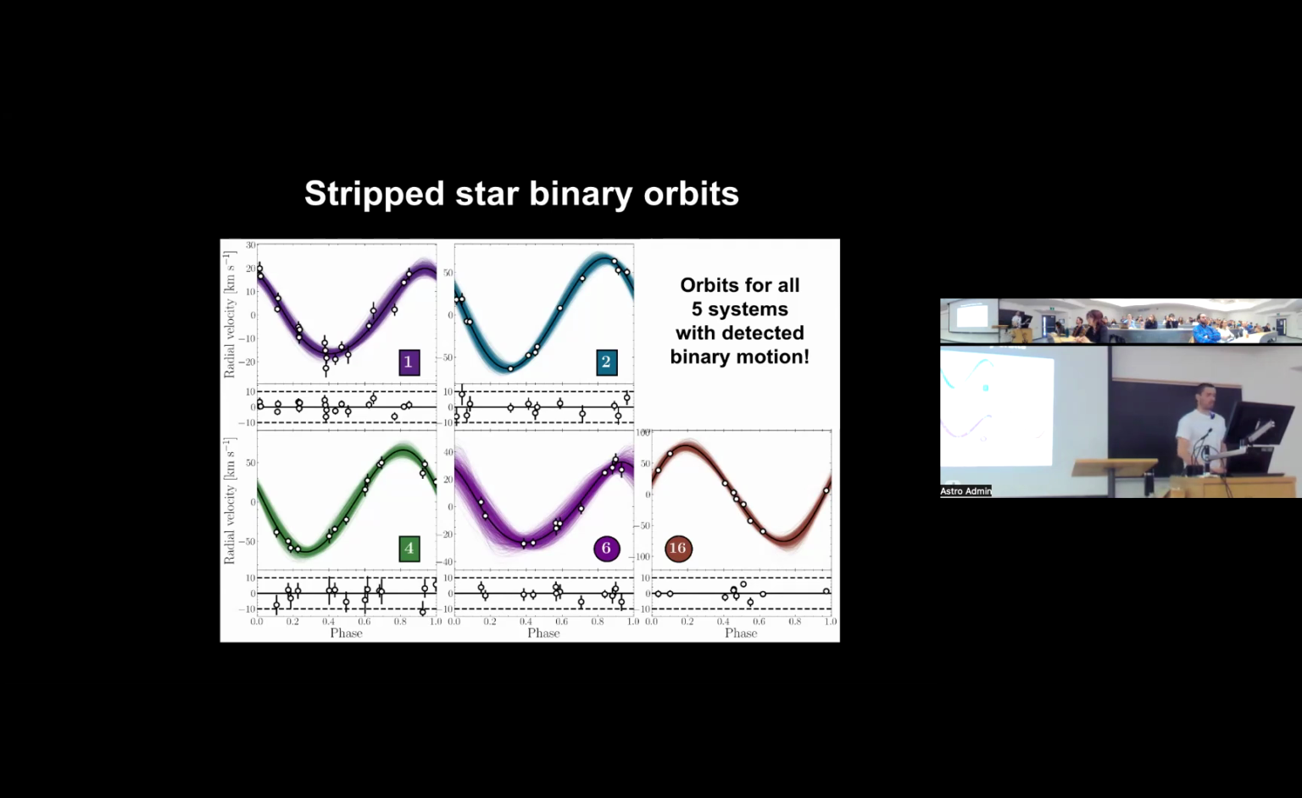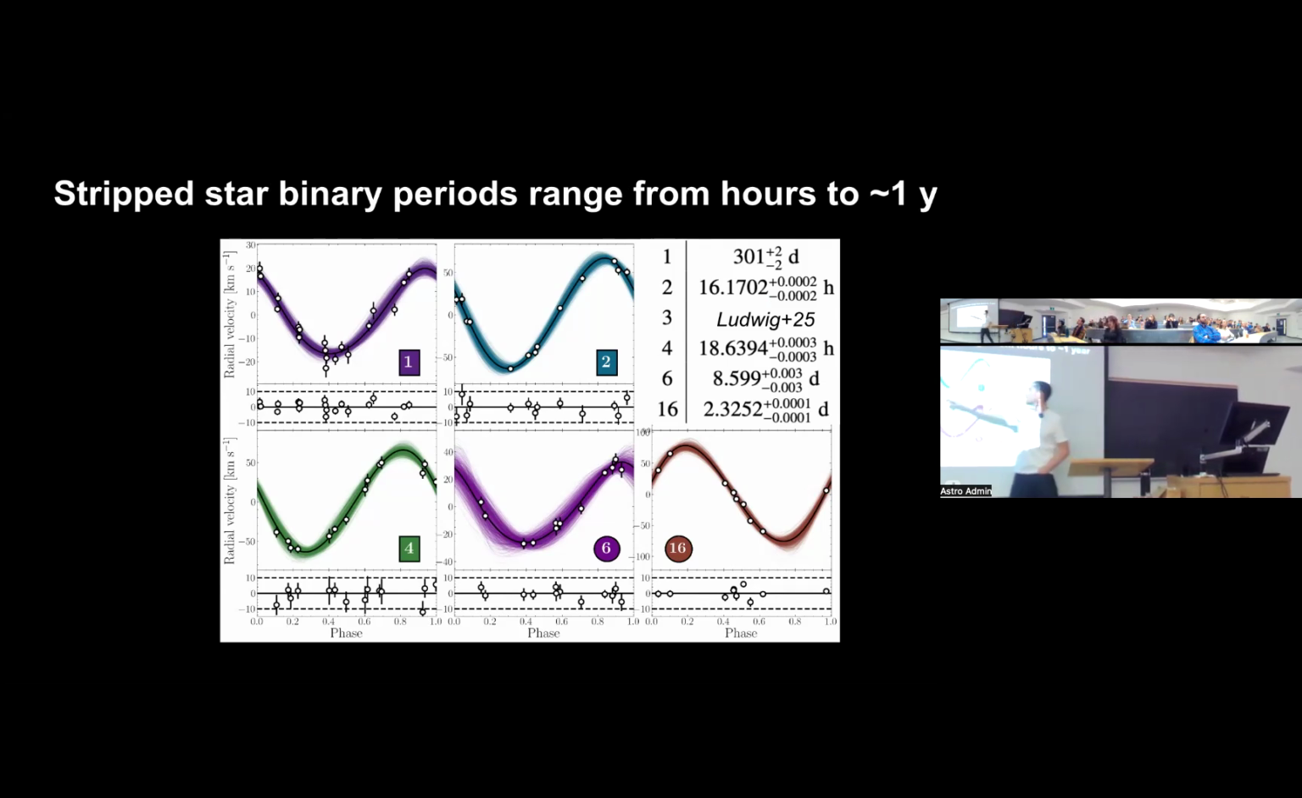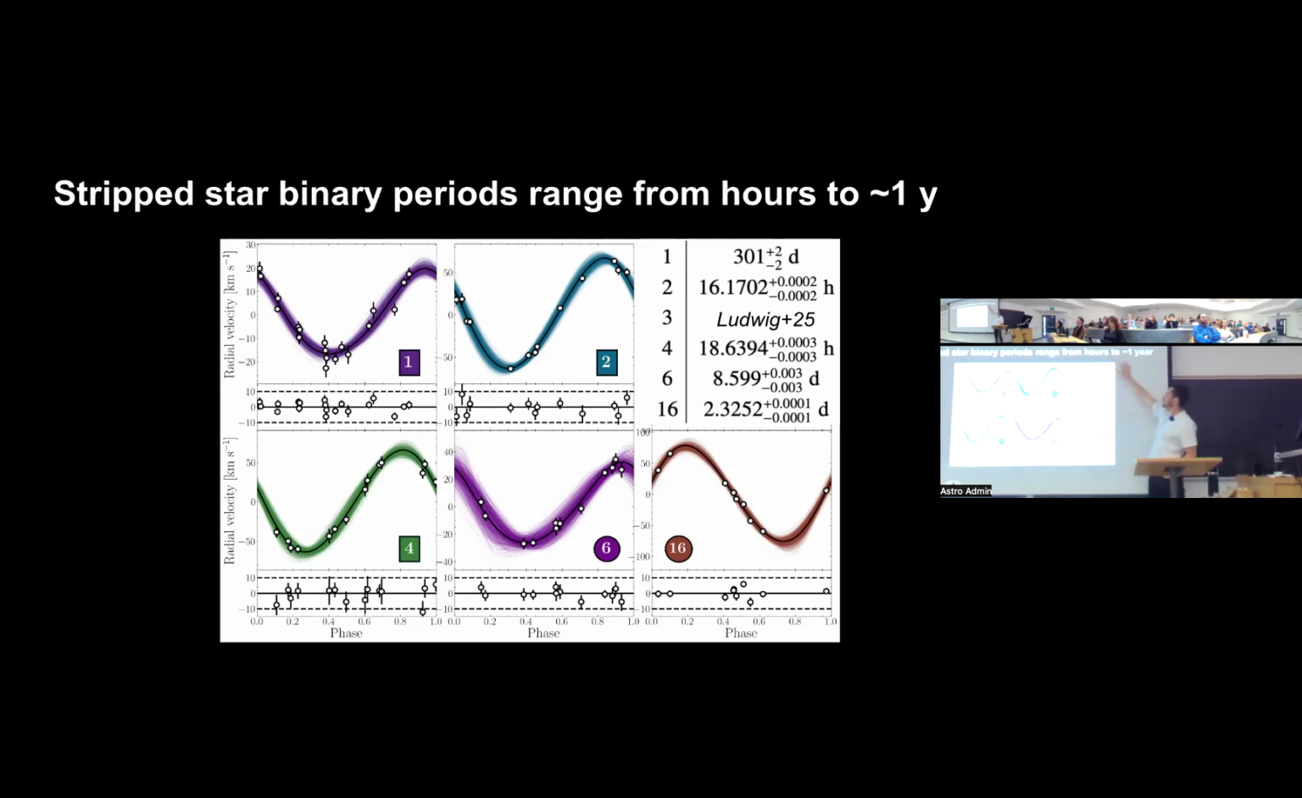What do the properties look like? Well, for periods, we're getting periods that range from hours. So in the case of star 2 here, 16 hours, all the way up to almost a year in the case of star 1 with roughly 300 days. This huge range of periods across 3 orders of magnitude already starts to imply that we're seeing different binary interaction scenarios here, and there's not just one channel in this sample.